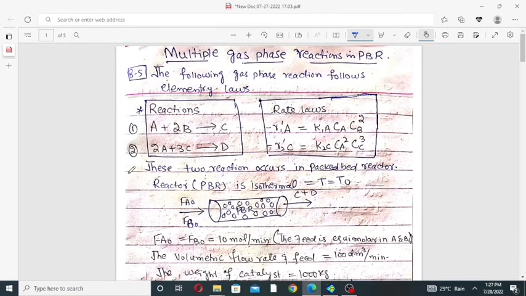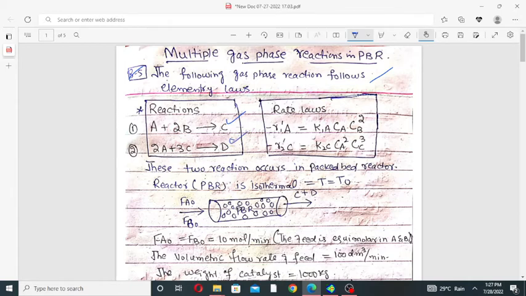Hello everyone. In this lecture we will discuss the multiple gas phase reaction in Polymath. In the previous lecture we discussed problem 8-5, which was about multiple gas phase reactions. There were two reactions: A plus 2B gives C, and 2A plus 3C gives D.